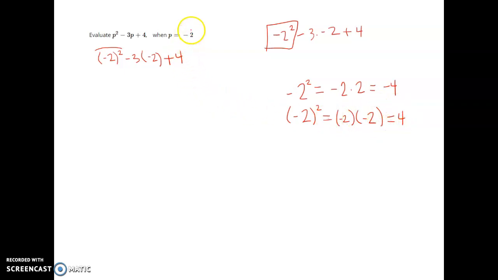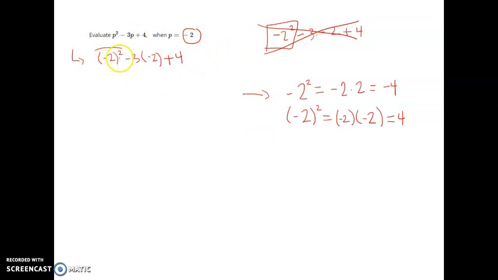Well, in this problem, this -2 is supposed to be in place of p. So for the -2 to be correctly in place of p, it has to be in parentheses. So lesson, do not do it this way. When you're substituting a number into an expression, make sure to do parentheses, because otherwise it's really easy to make this mistake.